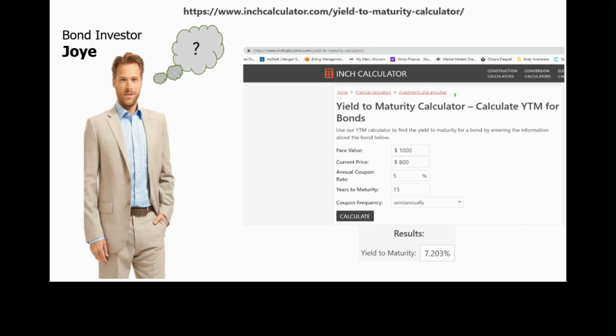I use inchcalculator.com/yield-to-maturity-calculator that you see on the screen, where you can input the values. Face value of $1,000, the current price is $800, annual coupon is 5%, number of years to maturity is 15, coupon frequency is semi-annual. When you hit calculate, it is going to give you a yield to maturity of 7.2%. You can do it for the other two scenarios.